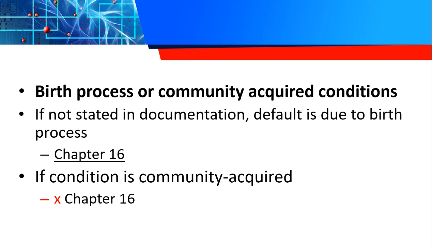Like, for example, the common example here is your newborn sepsis. A newborn sepsis may be present right after the delivery, but a newborn may also suffer newborn sepsis because it's community acquired. Okay, so if it is due to the birth process, use your chapter 16. But if the condition is community acquired, you can no longer use your chapter 16. It's coded, for example, if it's sepsis, to your chapter 1 if it's community acquired sepsis. Okay?